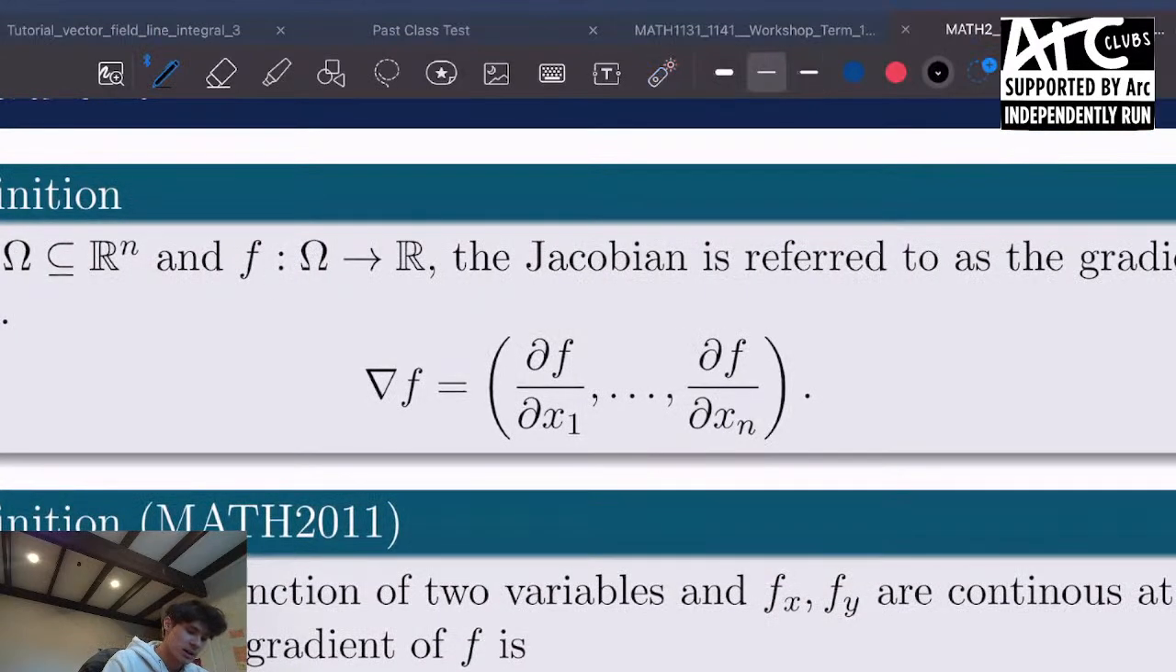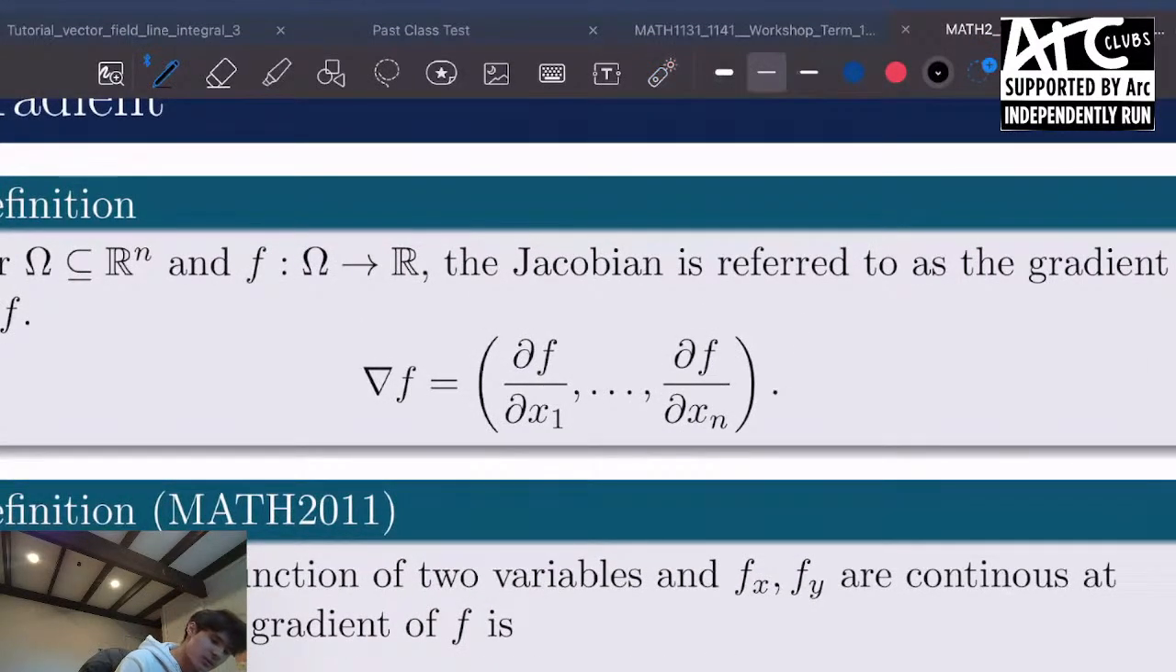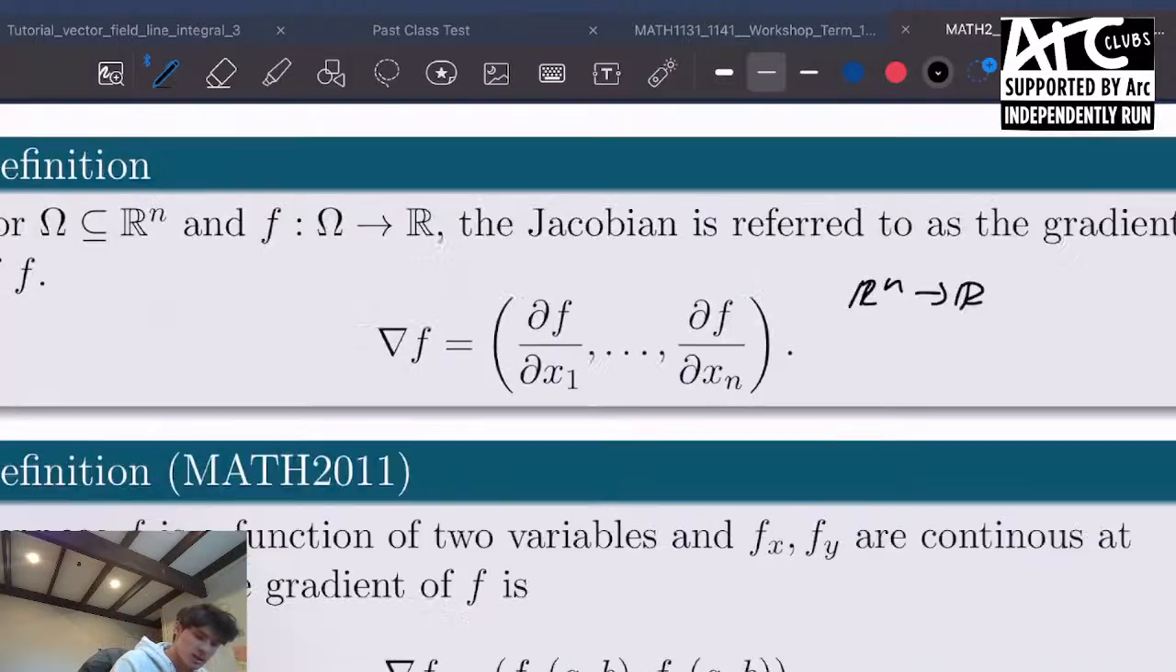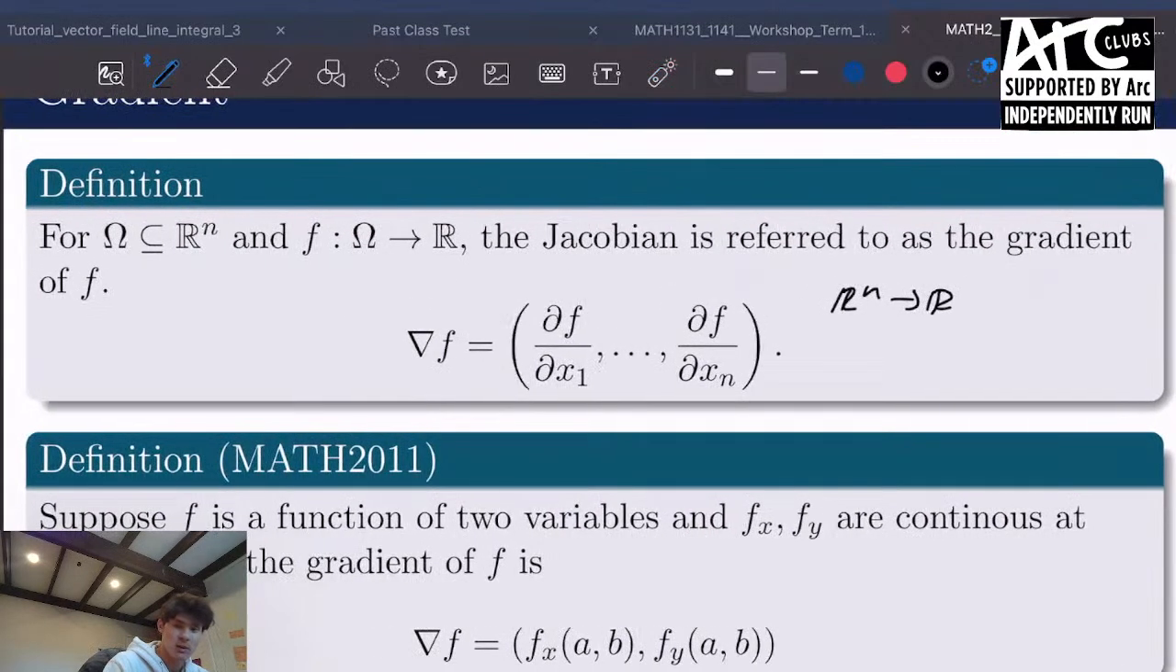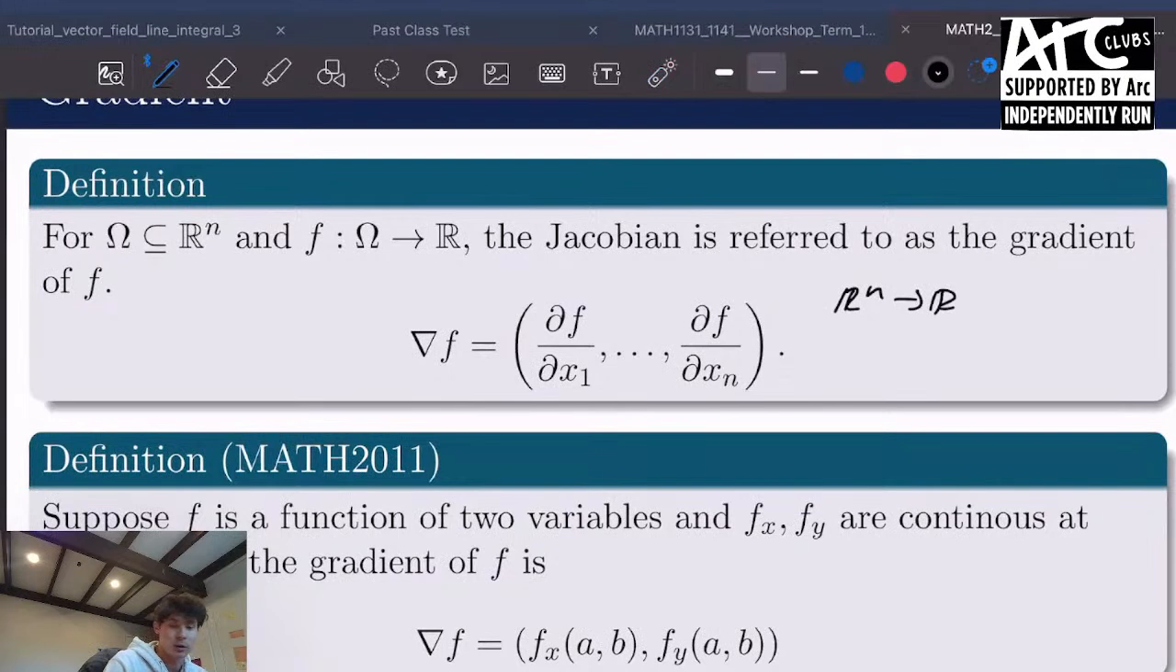So what a gradient is, when we're working with functions from Rn to R, so we're dealing with a function of multiple variables that maps to the real numbers. In that case, what we're working with is a Jacobian matrix that is actually just a row vector. And then we consider it as a vector. So that is the gradient vector of f.